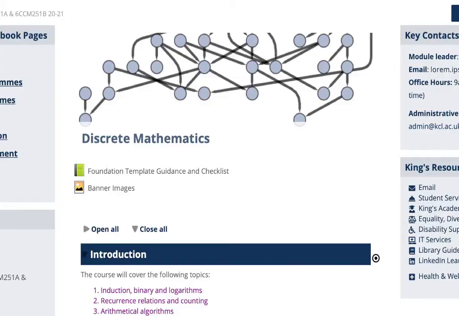This is an introduction to the module Discrete Mathematics, module code 251. It's a second year option available to the mathematics programs, although there's also a level 6 version available this academic year.